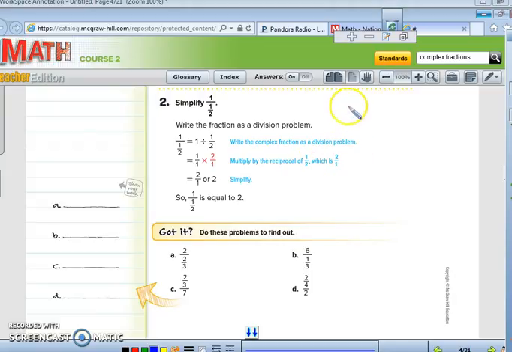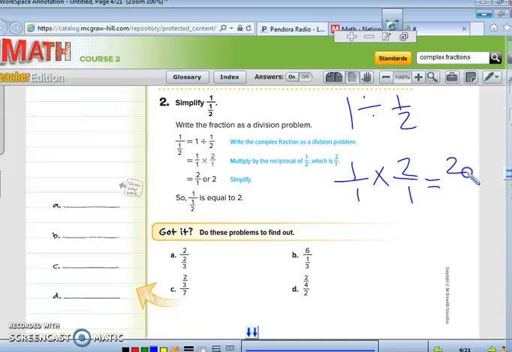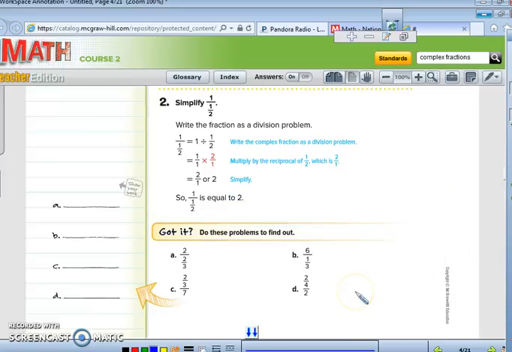So this means 1 divided by 1/2. So this means keep. And I just put 1 over 1 because I know any whole number has a 1 at the end if I want to change it to a fraction. Change, flip. 2 over 1 is the same thing as 2. Alright, go ahead and pause the video. Go ahead and try A, B, C, and D, and then come back when you're ready to check.